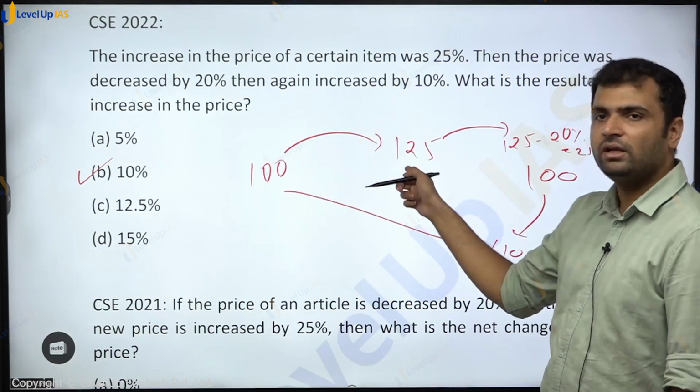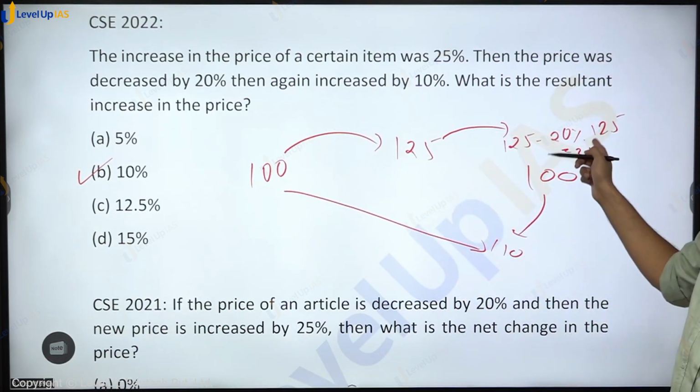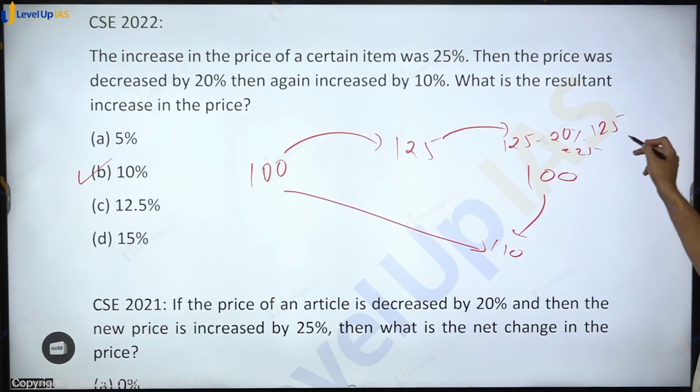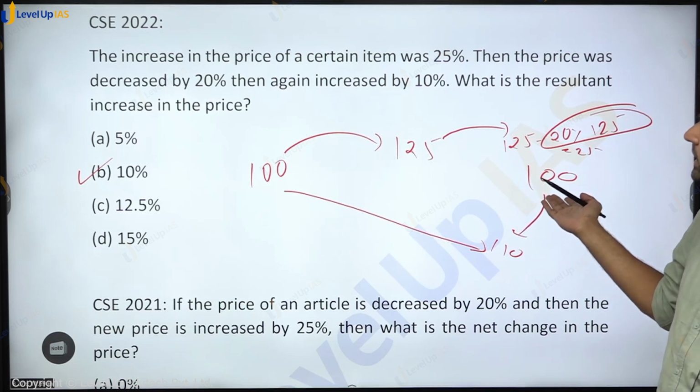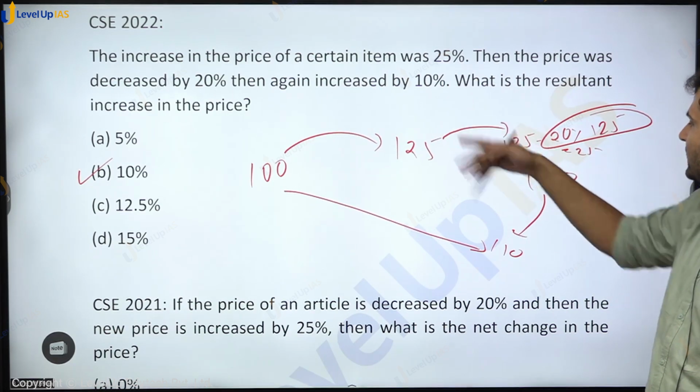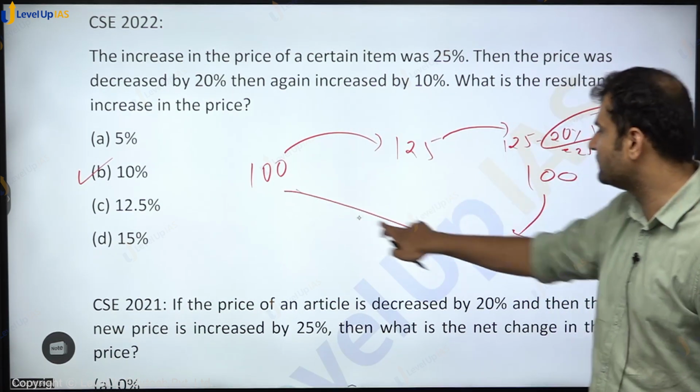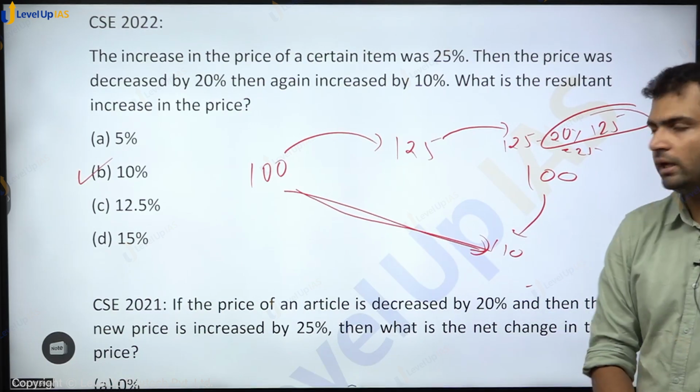So first a 25% increase happened, then a 20% decrease happened, so 125 minus 20% of 125. Just calculate this, you get 25. 125 minus 25 is 100. So the price is back at 100. Again increased by 10%, so it became 110. So the net change is from 100, it becomes 110.